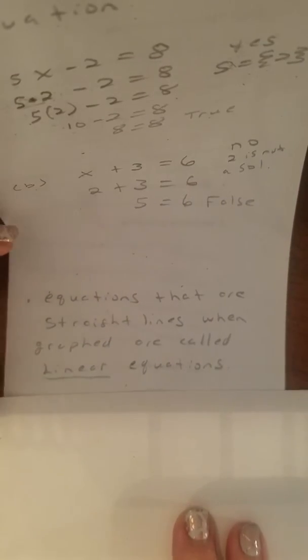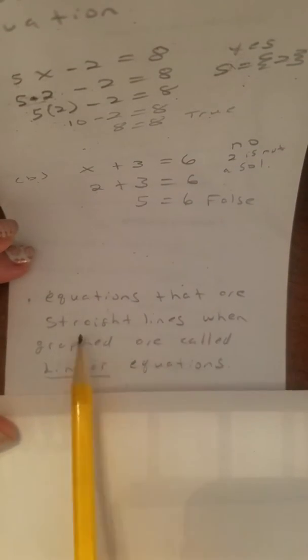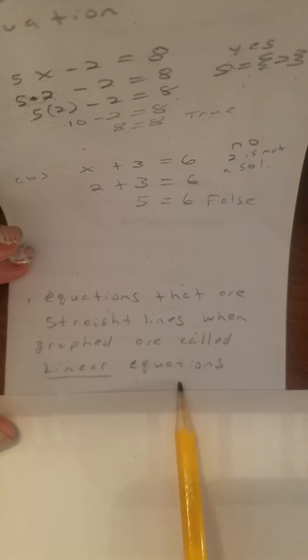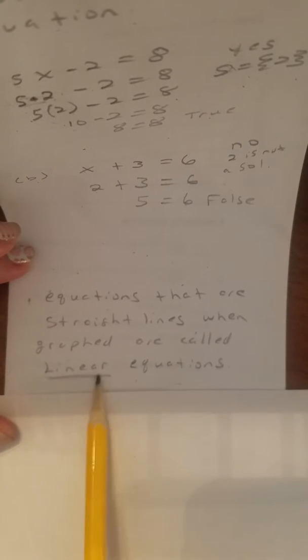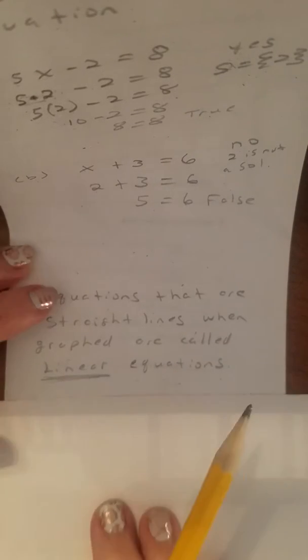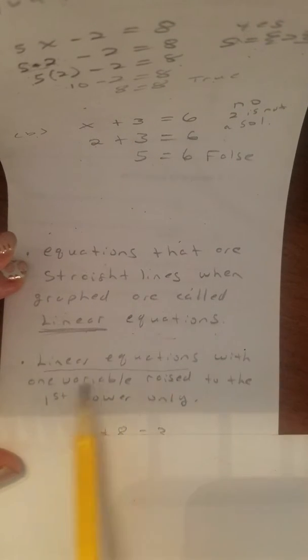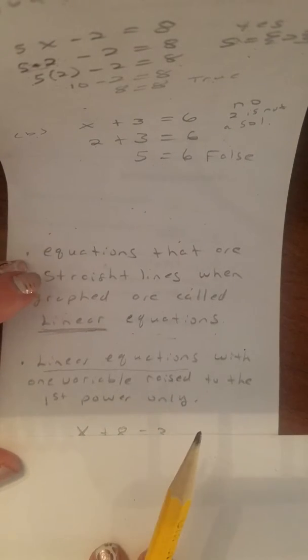Then we have another definition. It says equations that are straight lines when graphed are called linear equations. So when you're graphing and you get a straight line, that's representing a linear equation. Well, what is a linear equation? A linear equation has one variable and it's raised to the first power only.